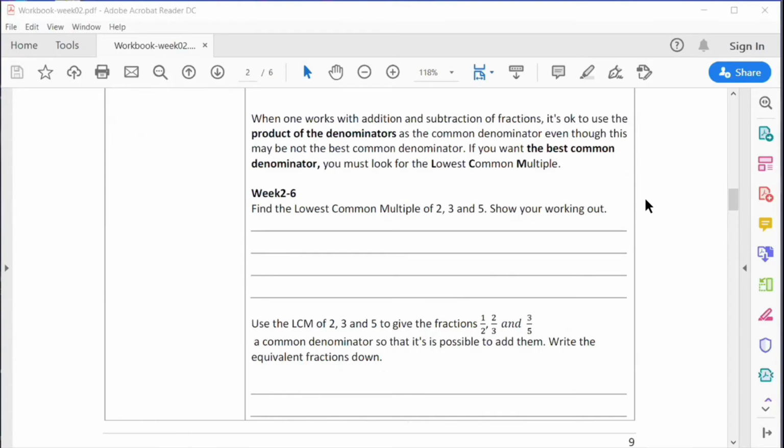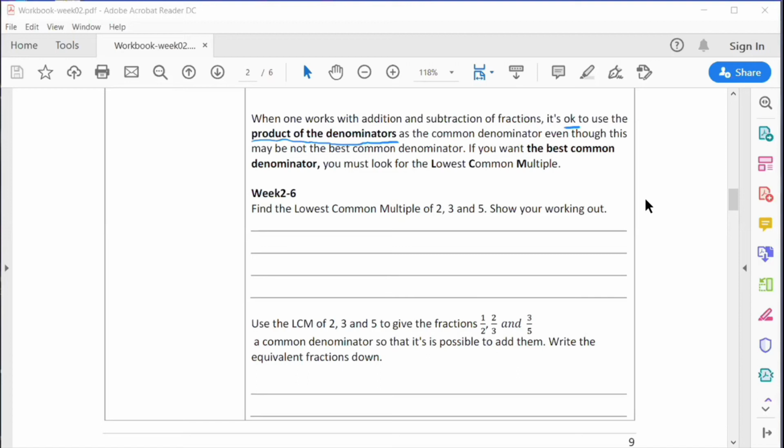So when you do the addition and subtraction of fractions, it's okay to use the product of the denominators. Now, it's very big, and sometimes it's very hard to find the LCM. And you say, oh well, I don't care, I'll just multiply all the denominators. Yes, that is something you can do. It's not the best, but that's something you can do.